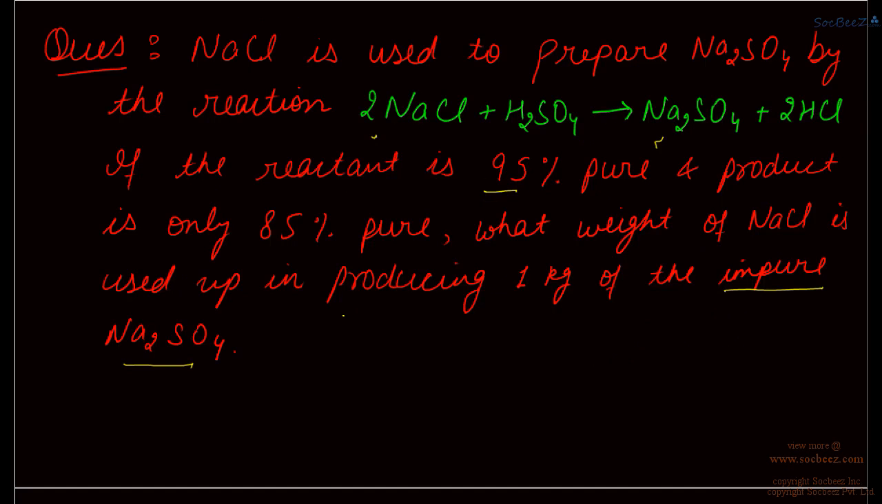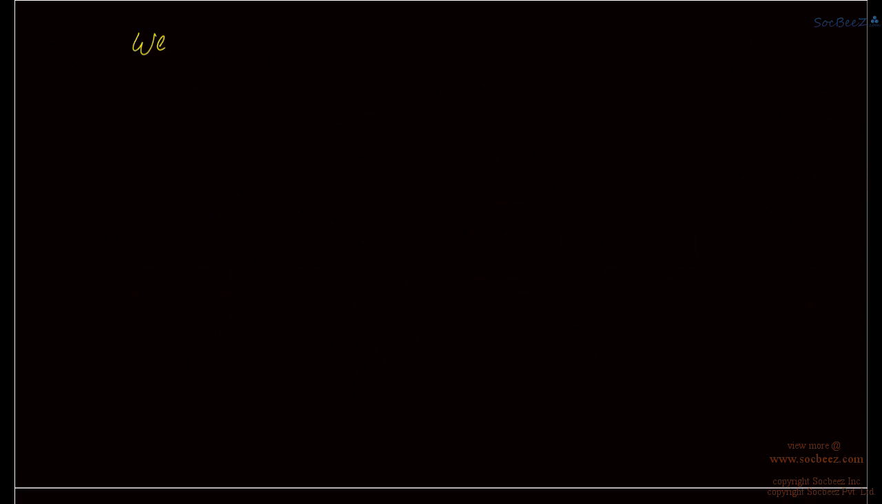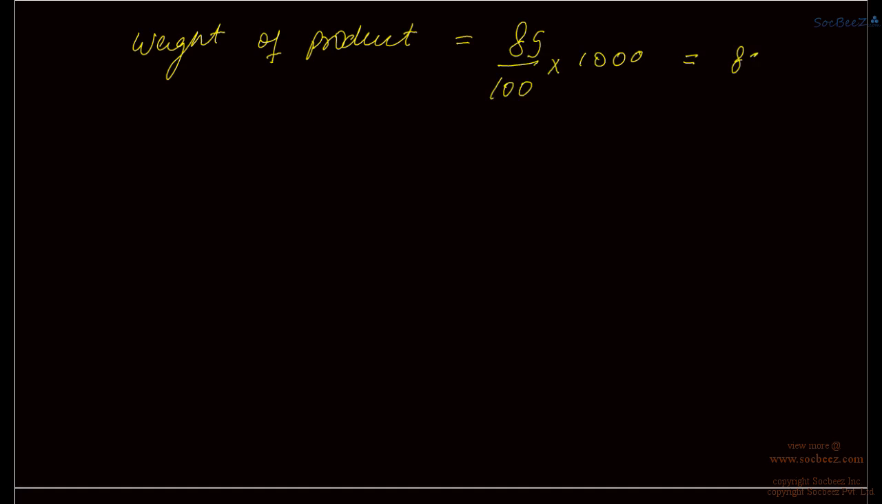Now, since we have to produce 1 kilogram of impure Na2SO4, the total weight of product should be 1 kilogram, out of which 85% is pure. Since 85% is pure and the total weight should be 1 kilogram, the total amount of Na2SO4 we are getting is 85% of 1 kilogram. So the weight of product is 85% of 1 kilogram, that is 1000 gram. So this equals 850 gram.